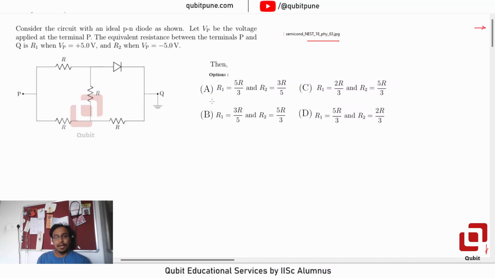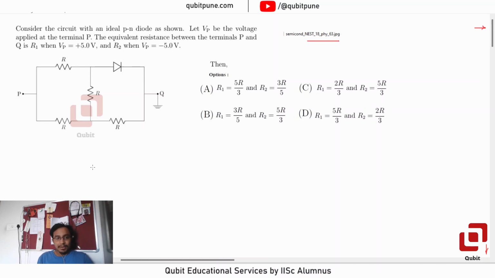Then R1 and R2 equal to: 5R by 3, 3R by 5; 3R by 5, 5R by 3; 2R by 3, 5R by 3; 5R by 3, 2R by 3. Okay. Now in this problem, there is a simple fact regarding diodes that we have to use. And what is that?